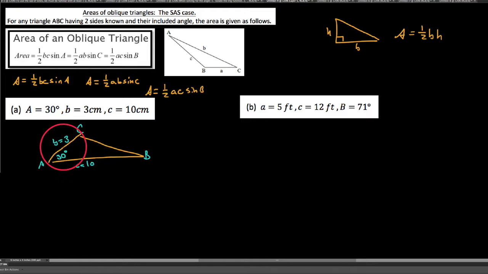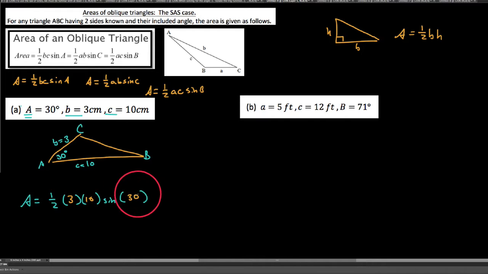What I want you to notice is that we do indeed have a side angle side situation. You can always recognize this because as long as the two sides you have don't match the letter of the angle that you have, then that angle is included between these two sides. So the area of this is just 1/2 times the two side lengths multiplied by the sine of our included angle. If we're doing bc sine of A, b is 3, c is 10, and then we have a 30-degree angle right here.